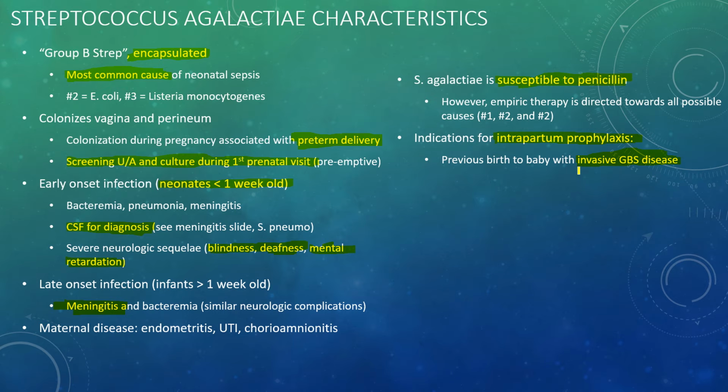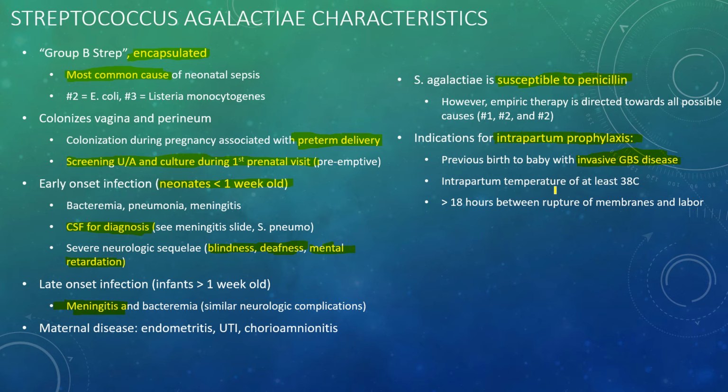If they have Group B strep invasive disease in a neonate in the past, all future babies and all future births need intrapartum prophylaxis. Another thing is if you have an intrapartum temperature of at least 38 degrees Celsius. That's another reason to give intrapartum prophylaxis, because there could be a Group B strep infection. And also, more than 18 hours between rupture of membranes and labor.